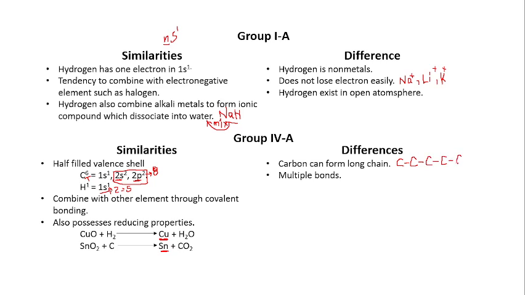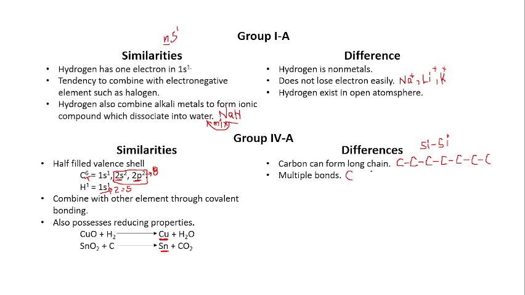Carbon combines with other elements to form long chains by catenation, but hydrogen cannot form a long chain. Likewise carbon, silicon also forms long chains with other elements due to the presence of 4 electrons in its valence shell.